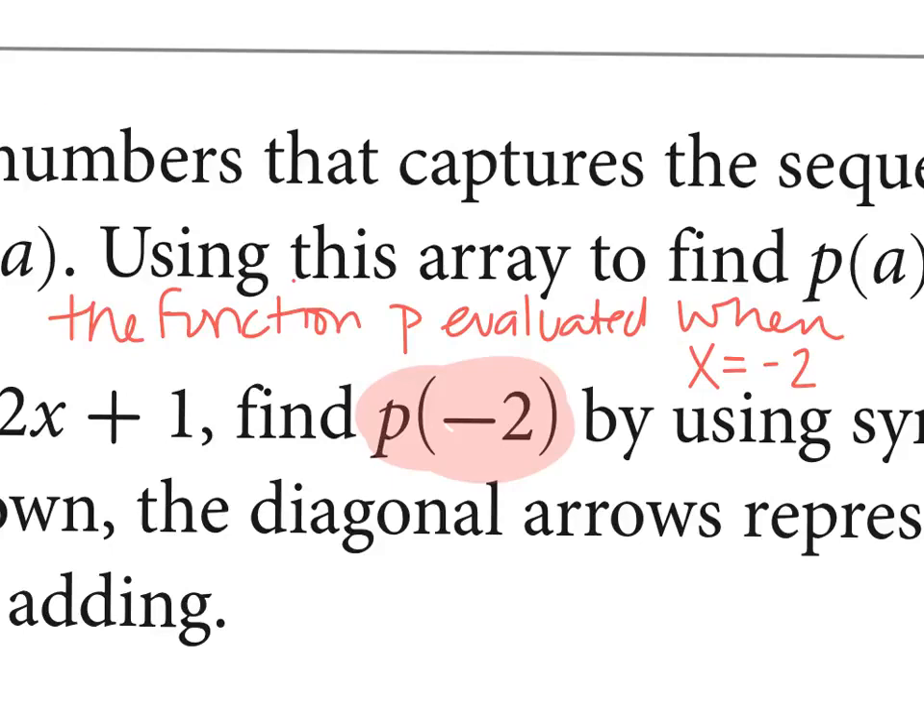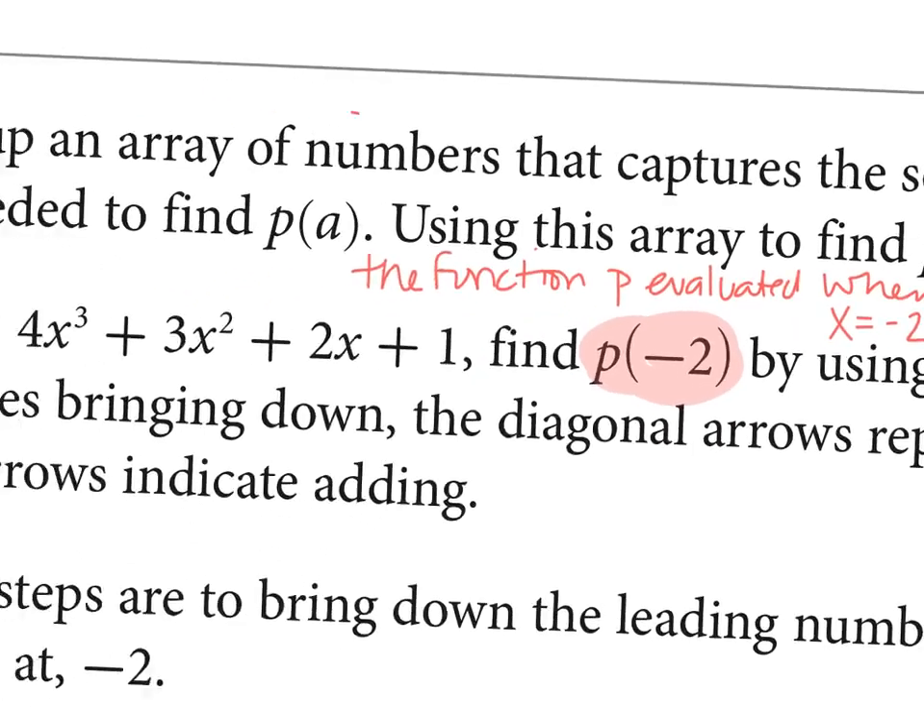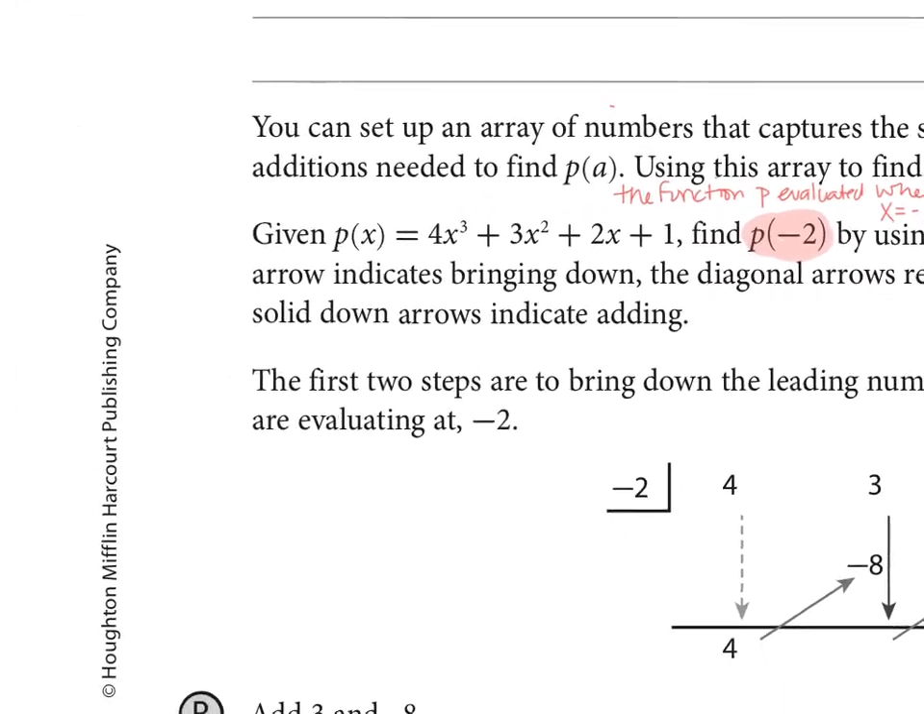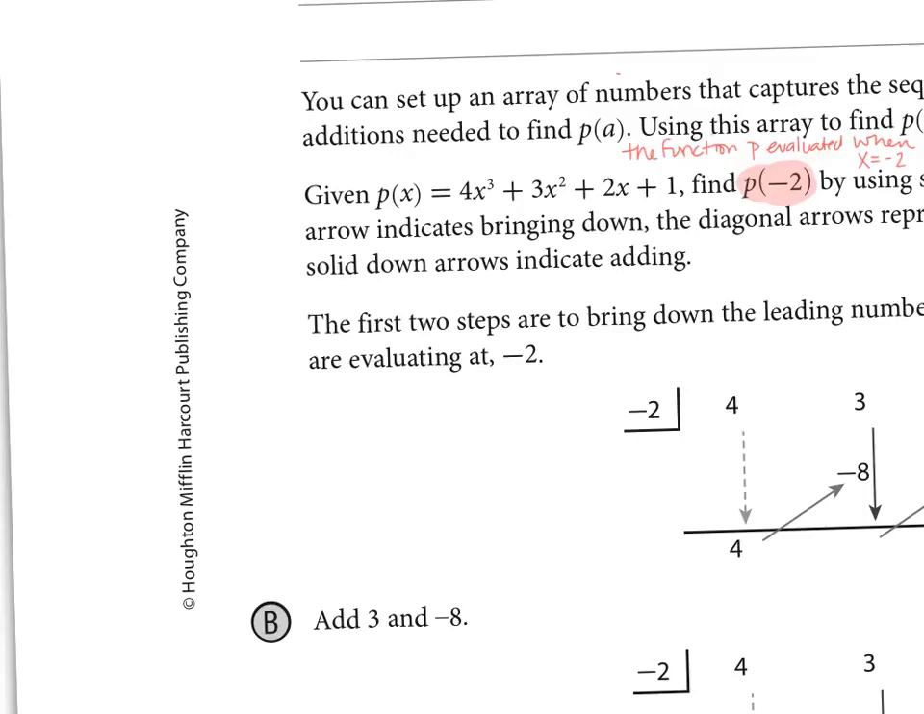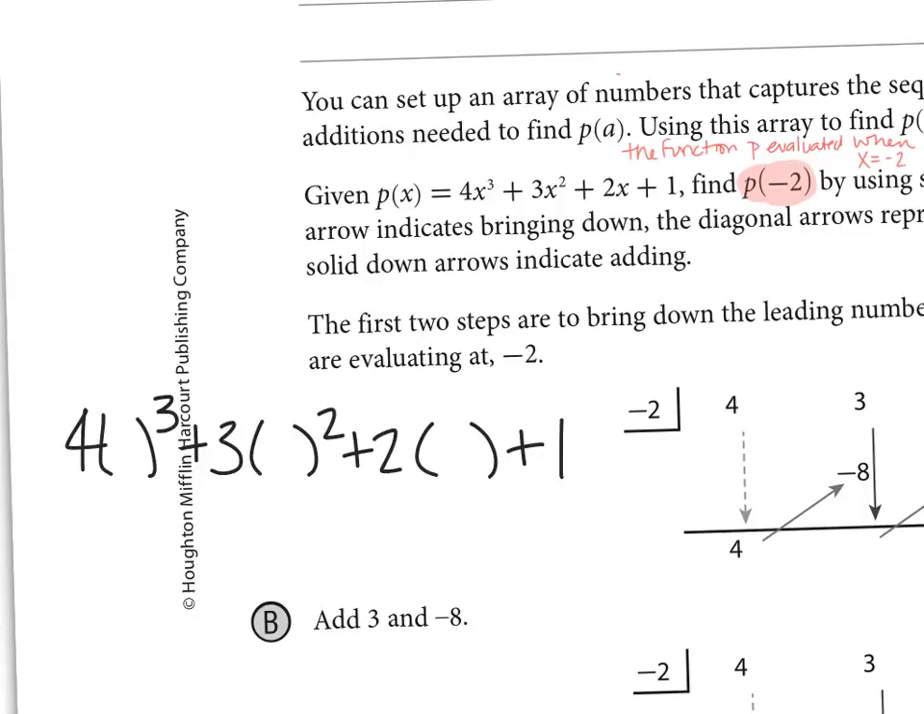So for this problem, let's plug that in. Let's evaluate that because we're going to be doing that a little bit today, and I just want to practice it because we haven't done it in a while. So our function is 4x to the third plus 3x squared plus 2x plus 1. And instead of x, I'm replacing that with what?